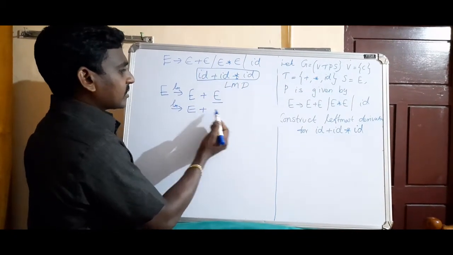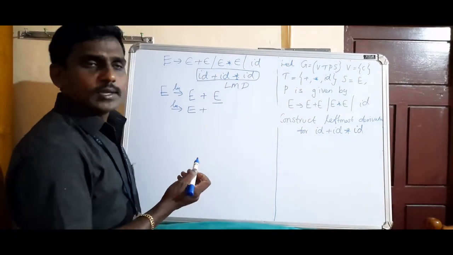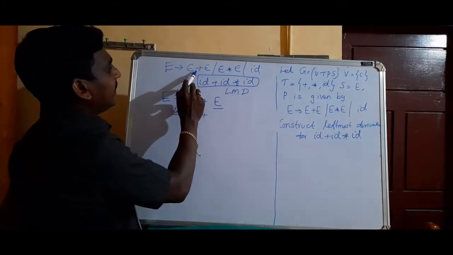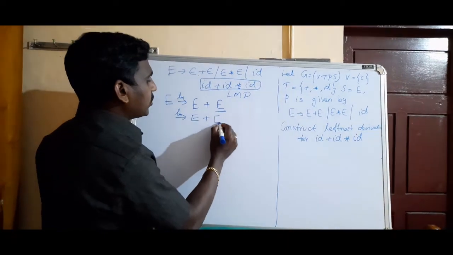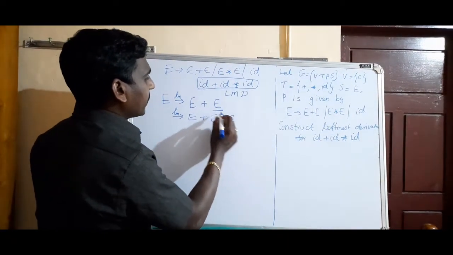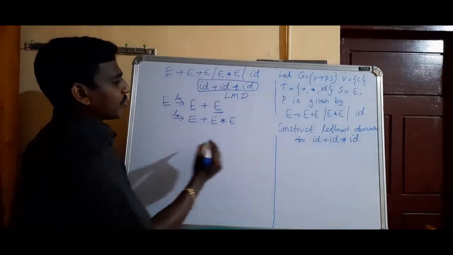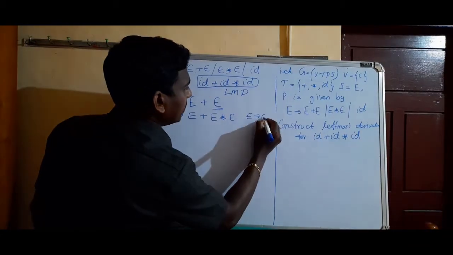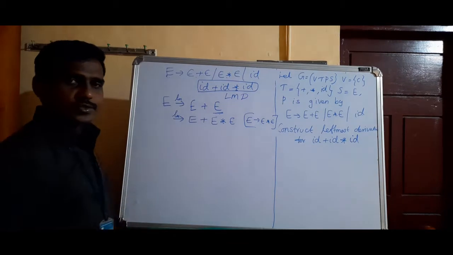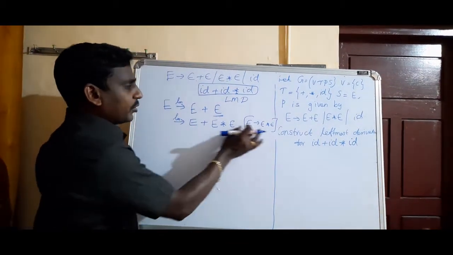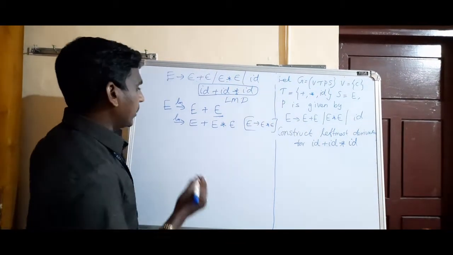Here plus comes, but again I need a star. So which production can I apply, E tends to E plus E or E tends to E star E? E star E. For this E, I am going to apply the production E tends to E star E. I have derived this production, so I will get it like this. You can write which term you derived here, so it is easy to understand.